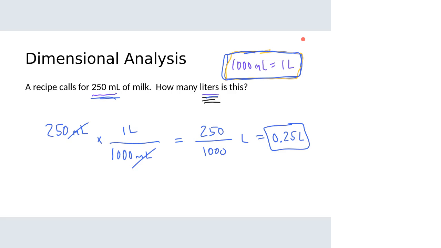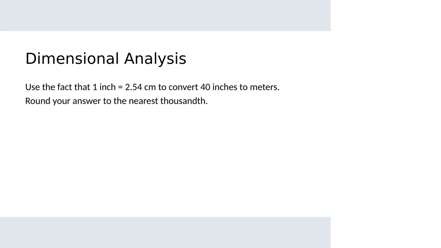All right, great. Use the fact that 1 inch equals 2.54 centimeters. So right away I can see this is going to be a unit fraction that I'm going to use to convert 40 inches to meters. What this problem wants me to do is convert 40 inches to meters. I'm going to start with inches, and I need to turn that into meters.